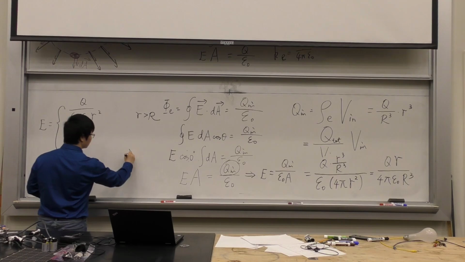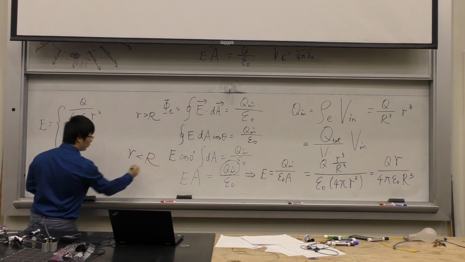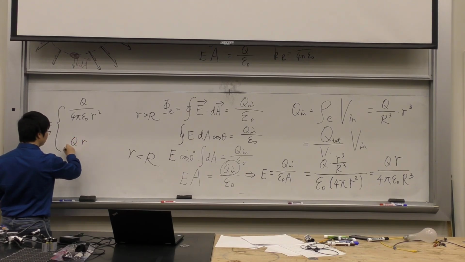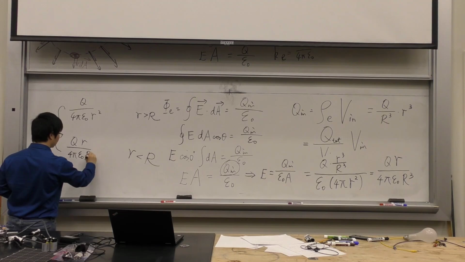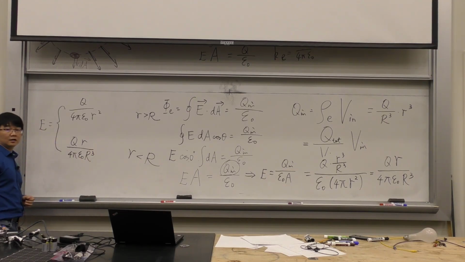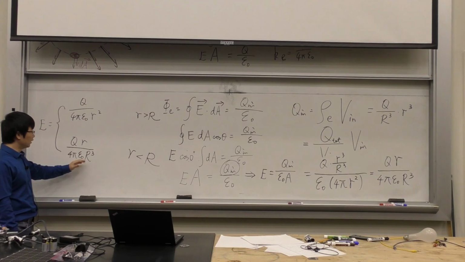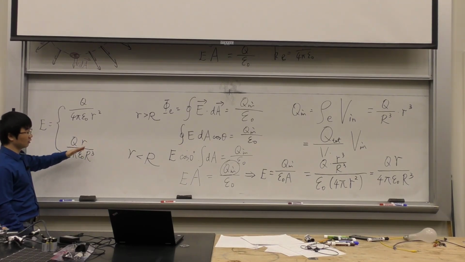What about any point inside the sphere? Well, that's what we just got. So they actually behave differently. Inside the sphere, you see Q is a constant, 4 pi epsilon naught big R cubed is constant, so it's going to increase with r.